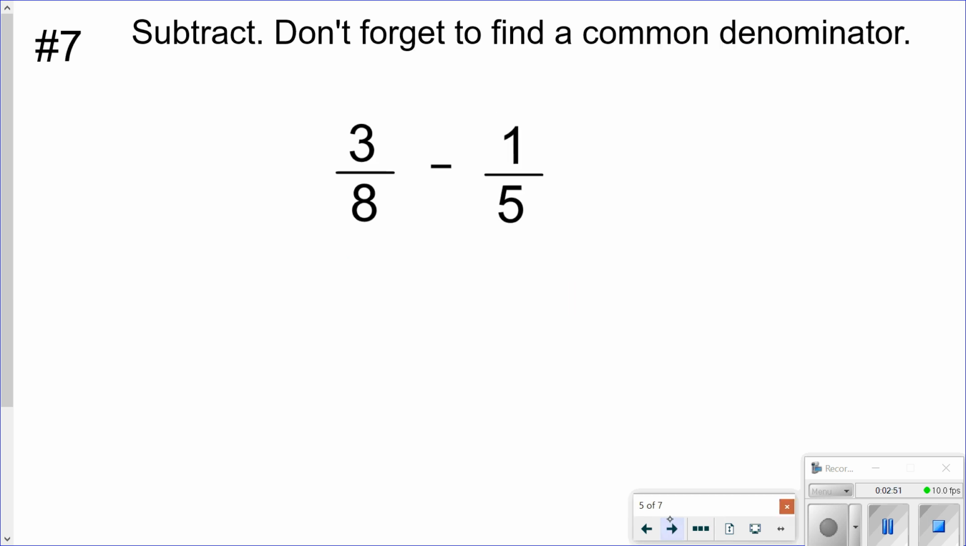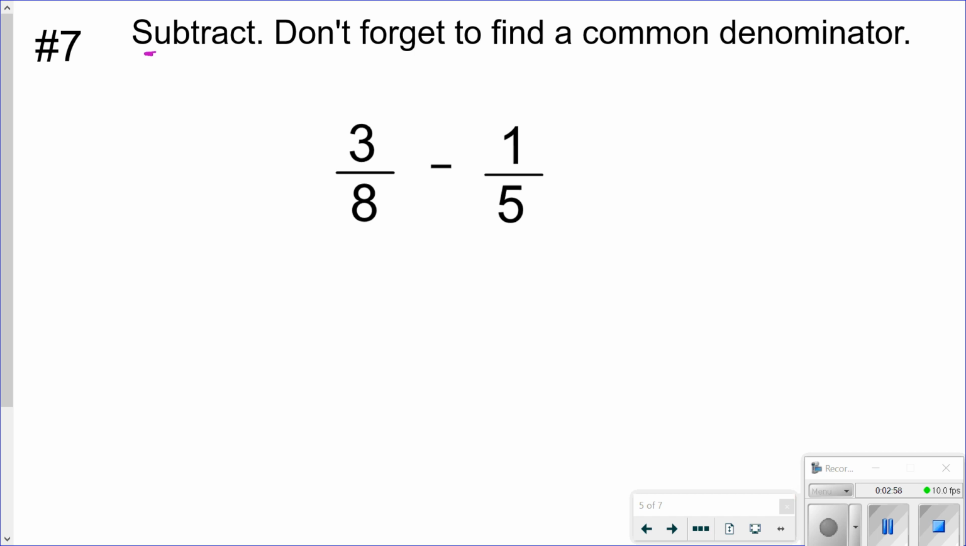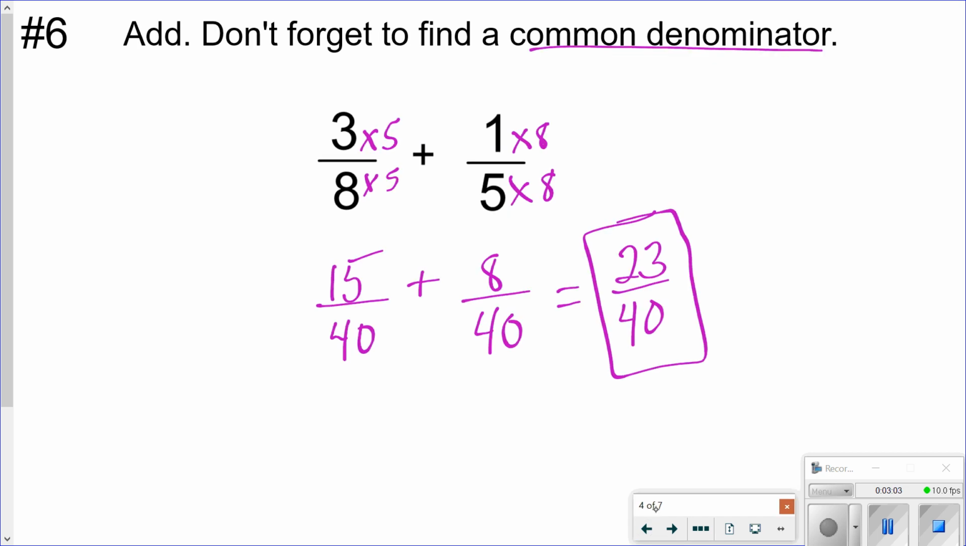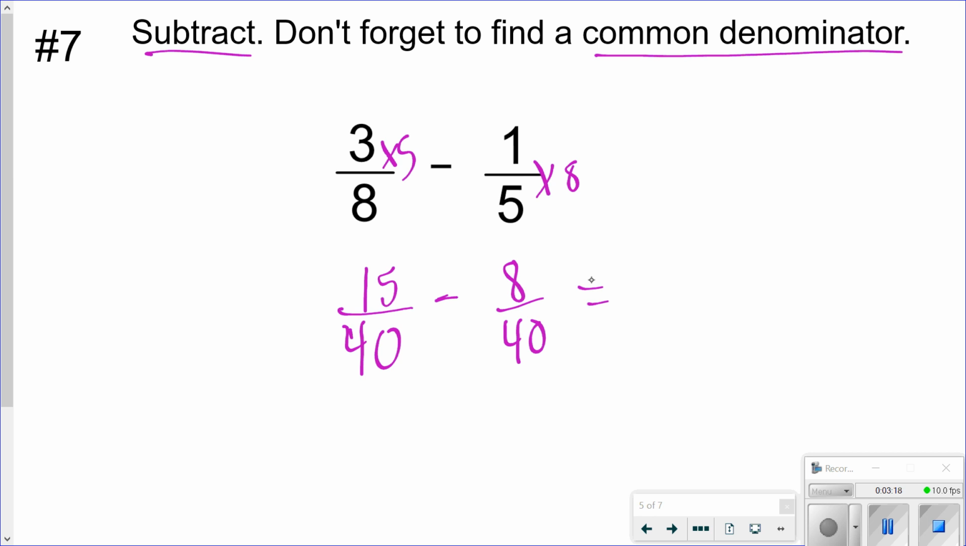Okay, this looks like the same question that we just did, except instead of addition, we're now subtracting. And then it says don't forget to find common denominators. So we're going to use the same fractions that we did here, 15/40 and 8/40. And this one was times 5, and this one was times 8. All right, we're subtracting this time. 15 minus 8 is 7. And we keep those 40s for your denominator. And you cannot reduce it, so that's my final answer.